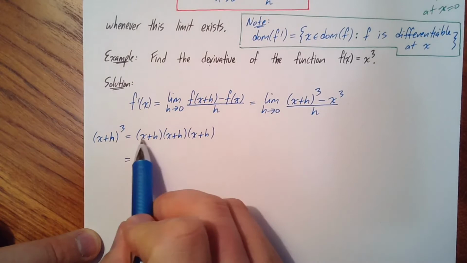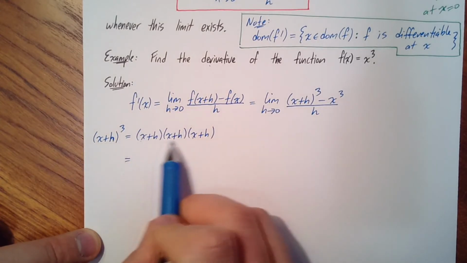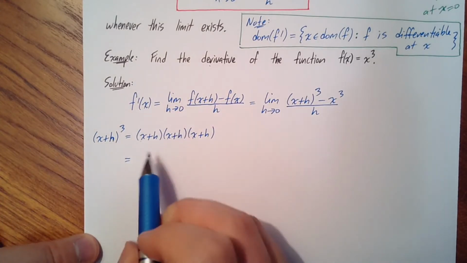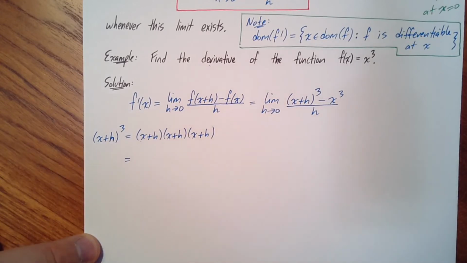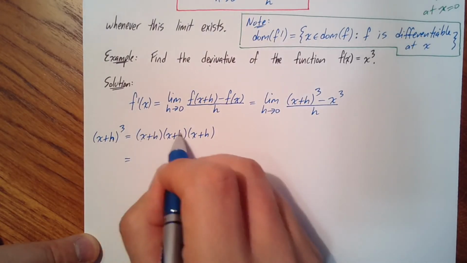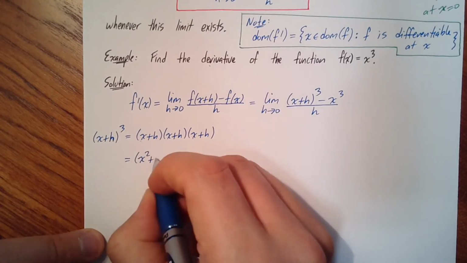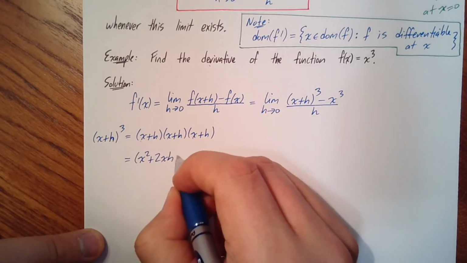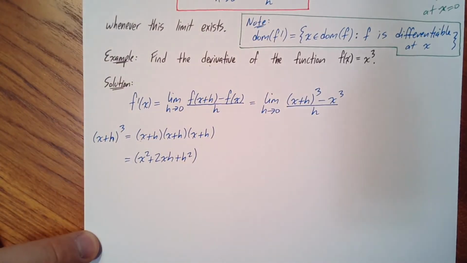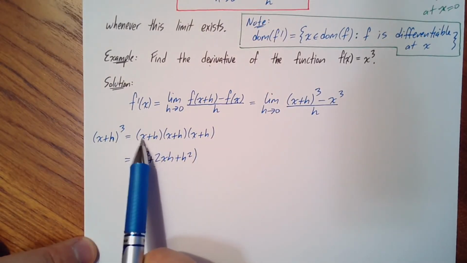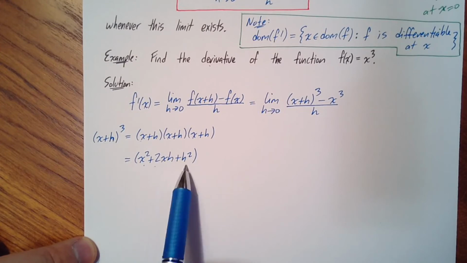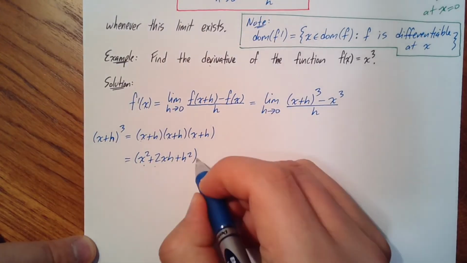Start with the first two here. X plus h times x plus h. If you just FOIL these first two pairs of brackets out, you'll get x squared plus 2xh plus h squared. That's, if you don't believe me, check. FOIL this out carefully. This is what you'll get, right? And then we'll still have the x plus h after.